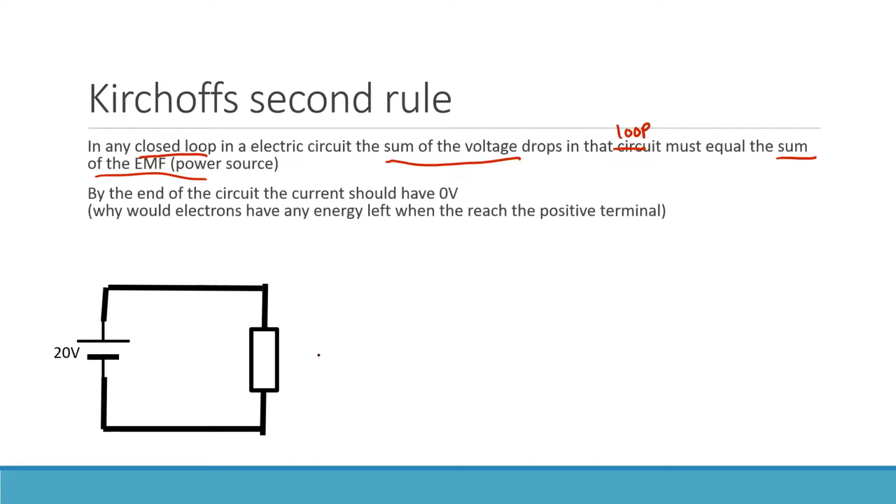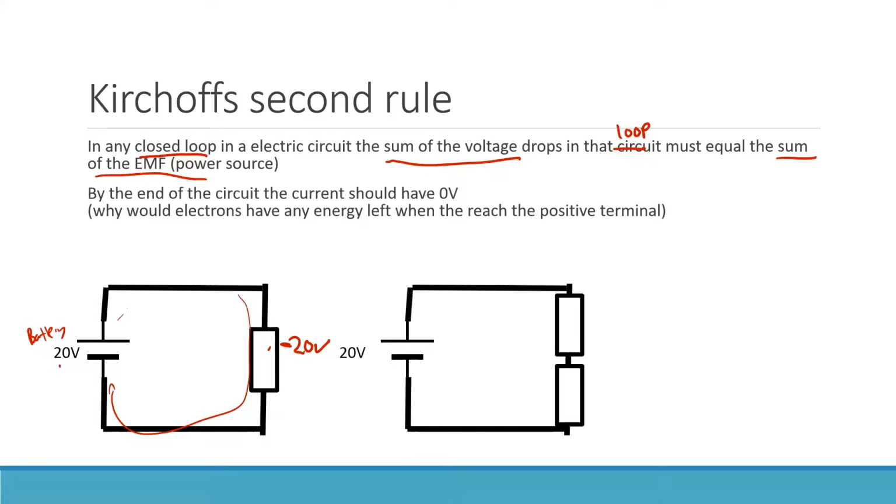Let me show you 3 examples actually of how this rule works. And then I'm pretty much done for this lesson. The first one is this. We've got a battery over here. Now this battery has 20 volts. That 20 volts is going to go through this circuit, which means that the sum of the EMF, 20 volts, must equal the sum of the voltage drops. So how much voltage is going to get dropped over this resistor? 20 volts. 20 volts gets dropped over that resistor because that's what there is in the circuit.